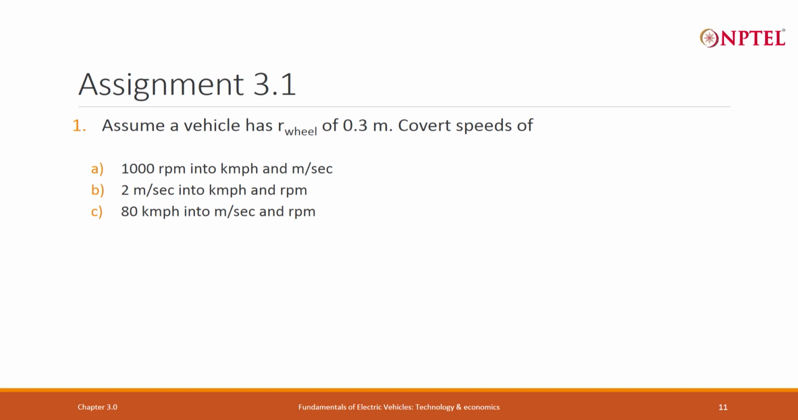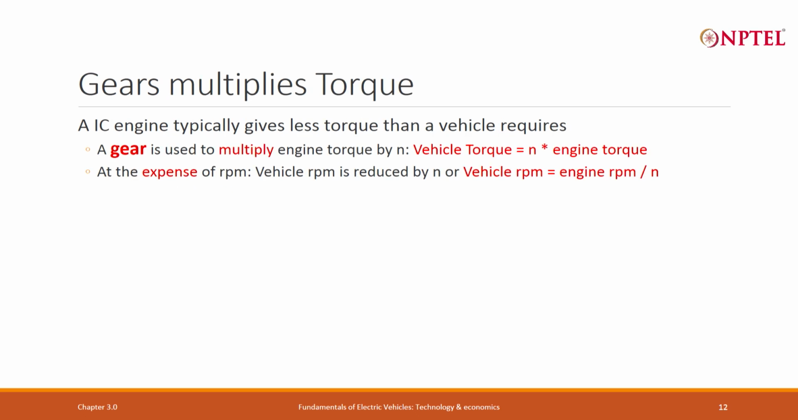I am giving you an assignment. Assume the vehicle radius is 0.3 meter. Convert speeds of 1000 RPM into kilometers per hour and meters per second, and 2 meters per second into kilometers per hour and RPM, and 80 kilometers per hour into meters per second and RPM. All right, do this as an assignment.